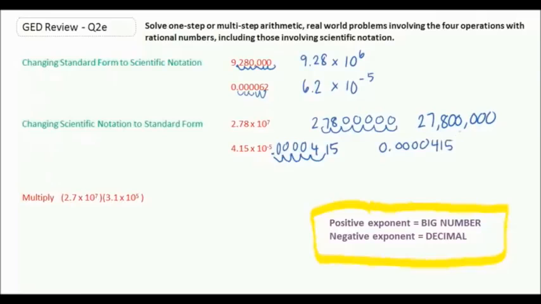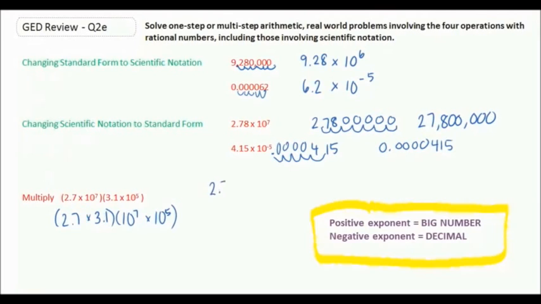Finally, let's multiply 2 numbers in scientific notation. We have 2.7 times 10 to the 7th and 3.1 times 10 to the 5th. Now multiplication's commutative and associative. It means we can change up the groups and we can do whatever order we want. So let's group 2.7 and 3.1 together, and group 10 to the 7th times 10 to the 5th together.